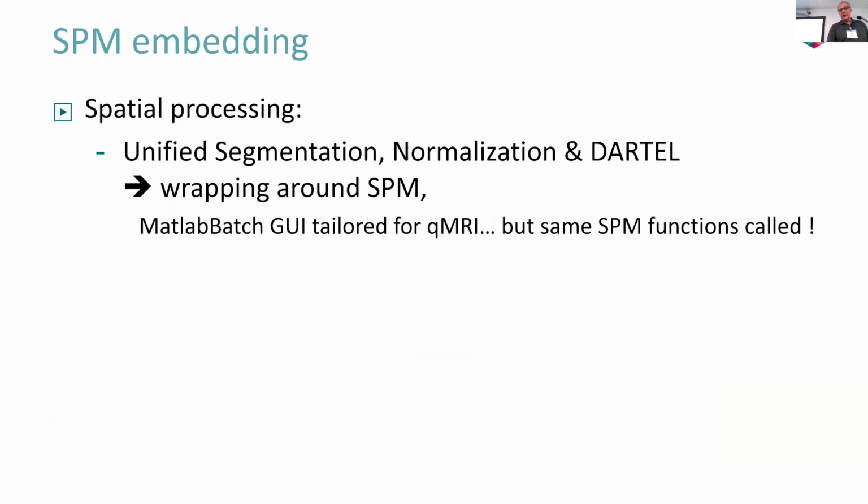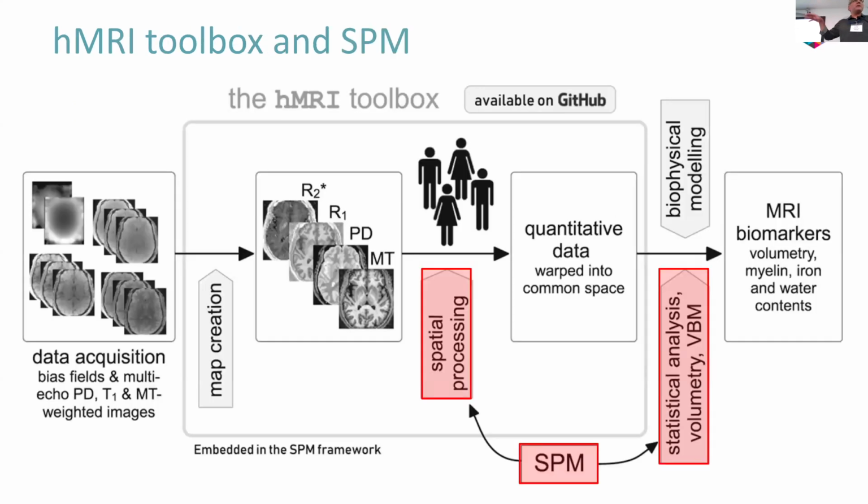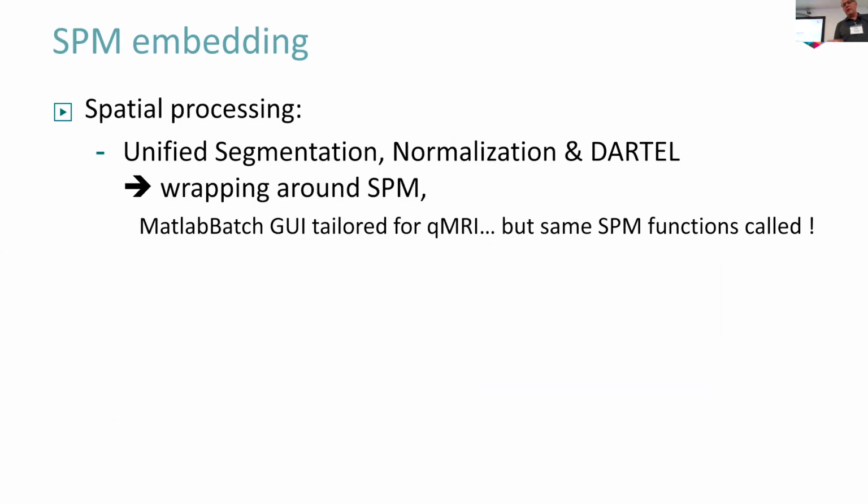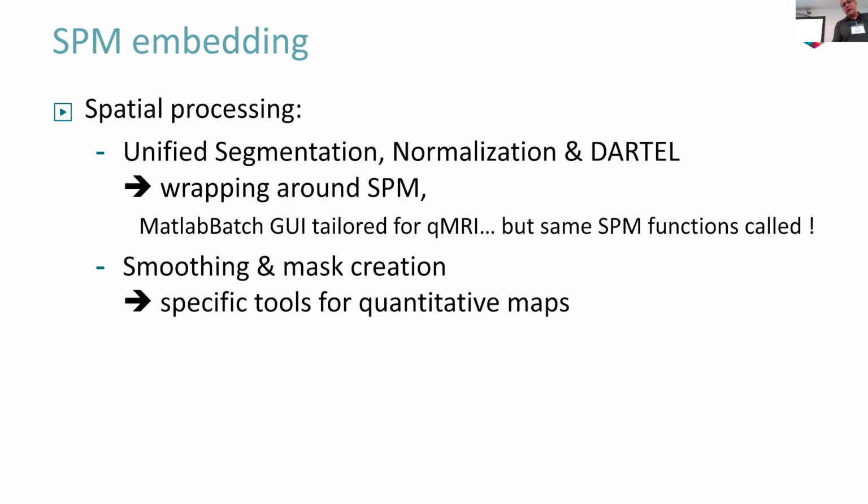For the spatial processing, pretty much I was in charge of, or at least I revamped, I refactored some of the code. What we did is we didn't change anything in John's code. We just rearranged the GUI to be a bit more in line with the format of the data, that for each subject, we get some quantitative maps. So we knew in advance that we wanted to process the data in a specific way. So we just modified the GUI, but it's the same functions under the hood, except for 2 steps, which is the smoothing and the mask creation.